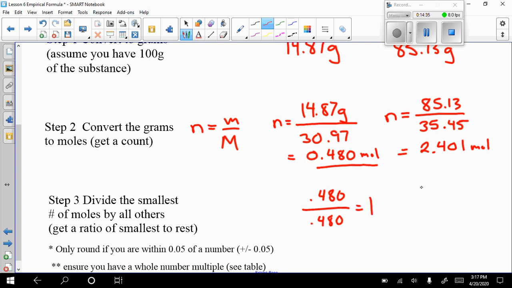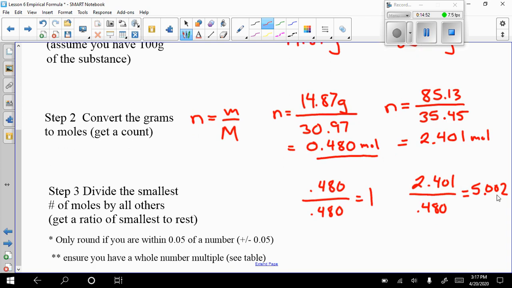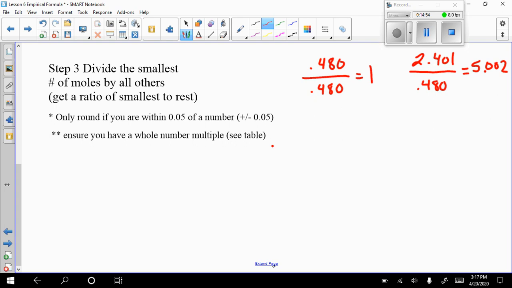And for the other one, I take the 2.401 and I divide it by the smallest, 0.480, and I get 5.002. Now, here we go. We're almost done. A couple of key points: if you're within 0.05 of a number, you can round. But if you're not, you cannot.